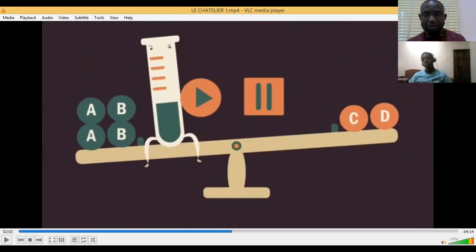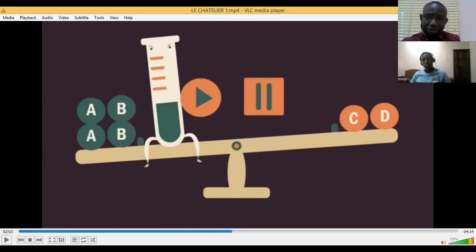Okay, so can you answer that question? What happens if we remove more products? Where do you think the equilibrium will shift to? Or which reaction will be favored? Left. Sorry? Shift to the left. Why? Reactant side. Why? Because the product was reduced.